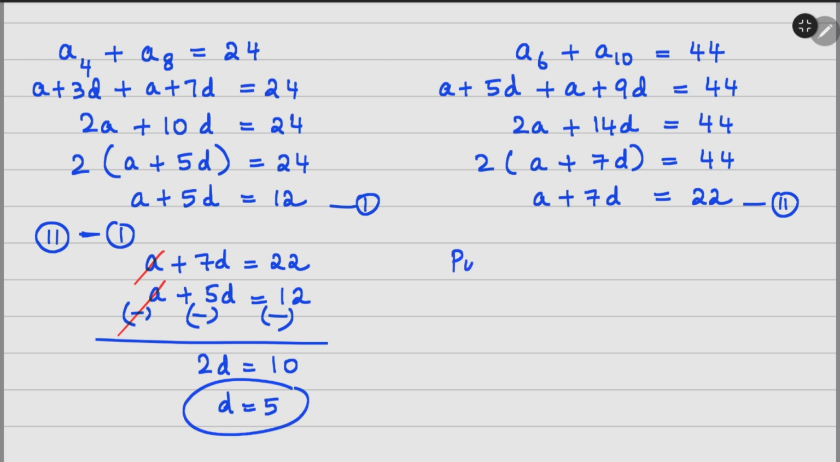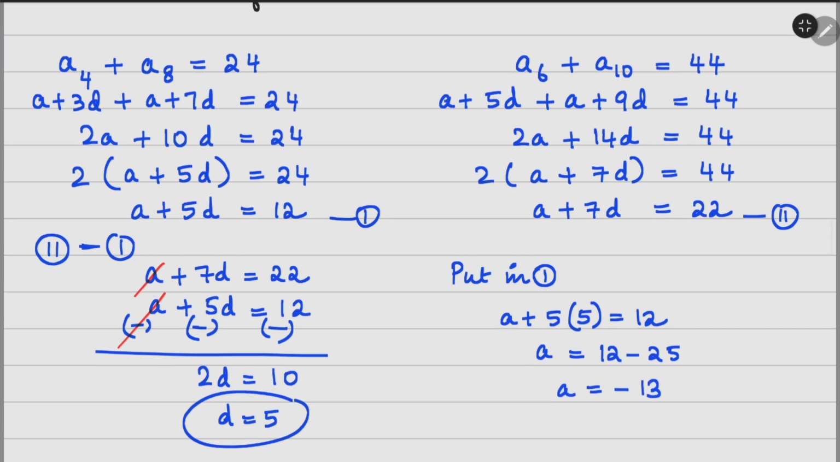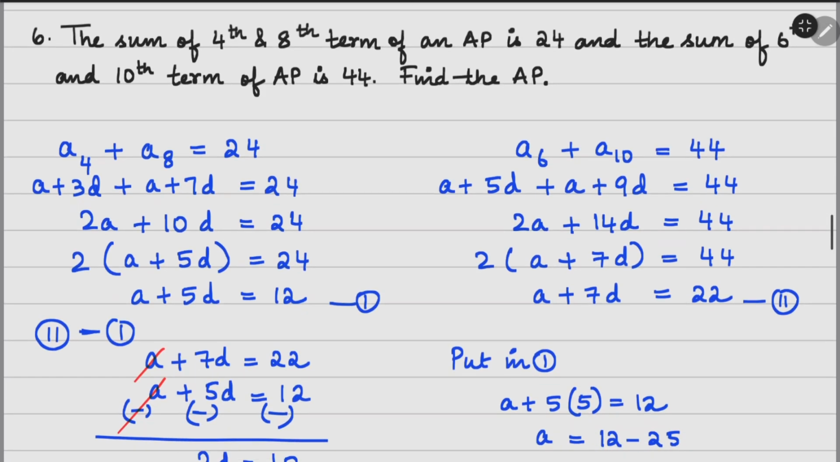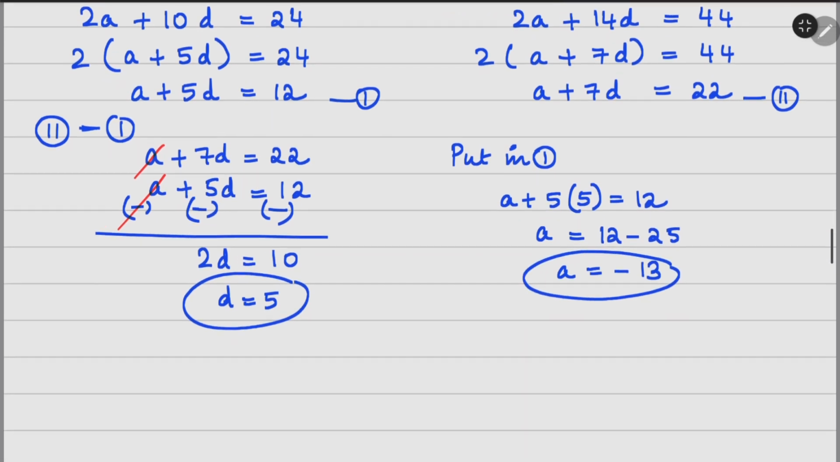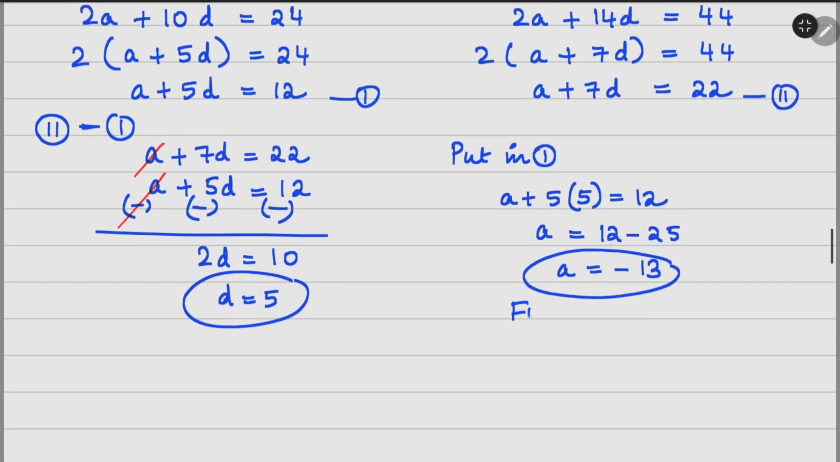Let's put this in equation 1. So you have A plus 5 into D, which is 5, is equal to 12. So A is equal to 12 minus 25, which is minus 13. So A is equal to minus 13. What is asked? Find the AP. Let's find the AP. A is the first term.